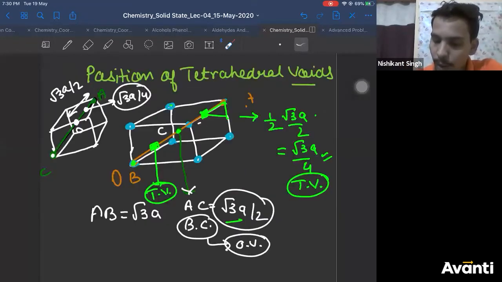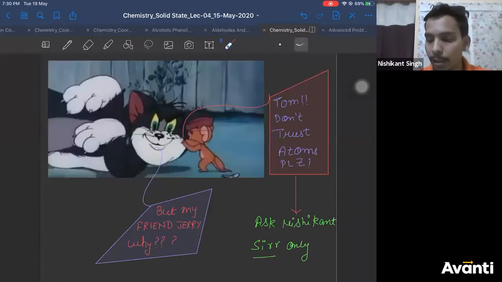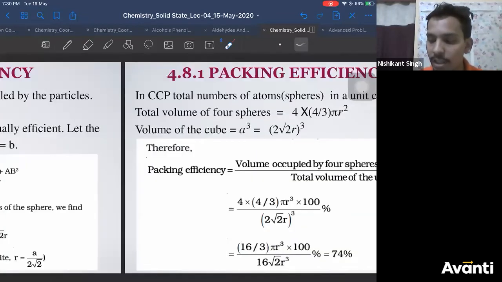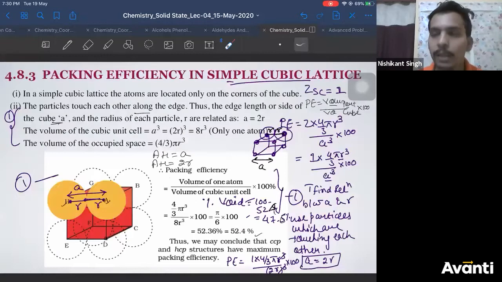All right. So let's come back. Now, I told you that we have done the packing efficiency for simple cubic. Now let us do it for FCC, and Chandan will do that today. So FCC and BCC also, let's do it.